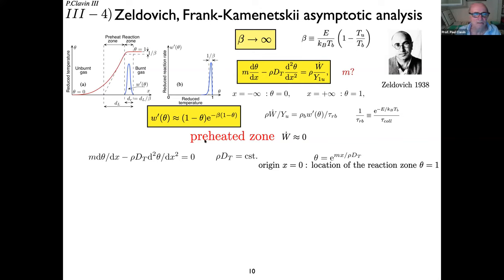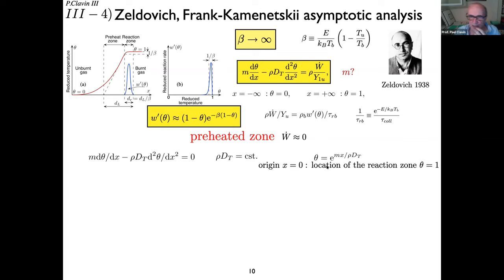If you take the origin of X at the reaction zone, which is going to shrink to zero, then the integration of this equation using the boundary condition at minus infinity gives an exponential growth of the temperature from zero to one at X equals zero.